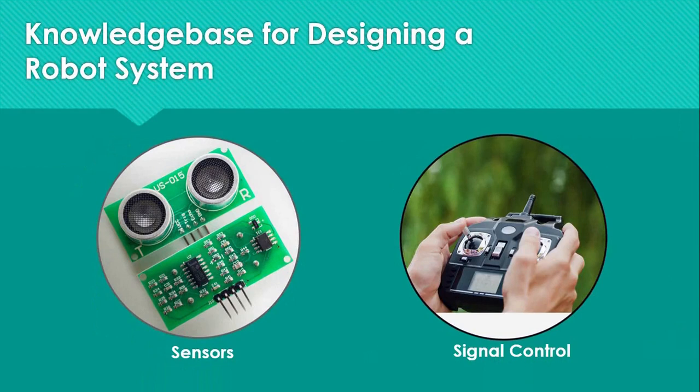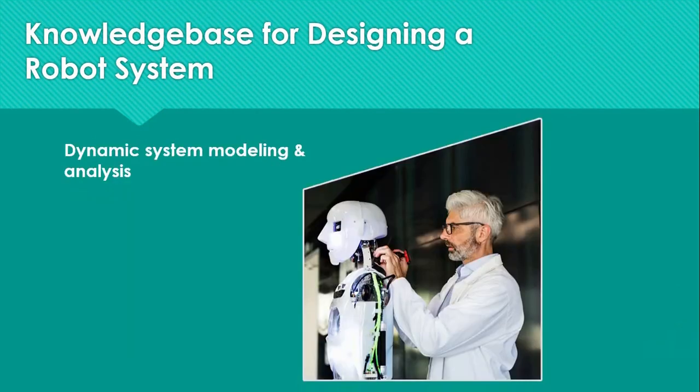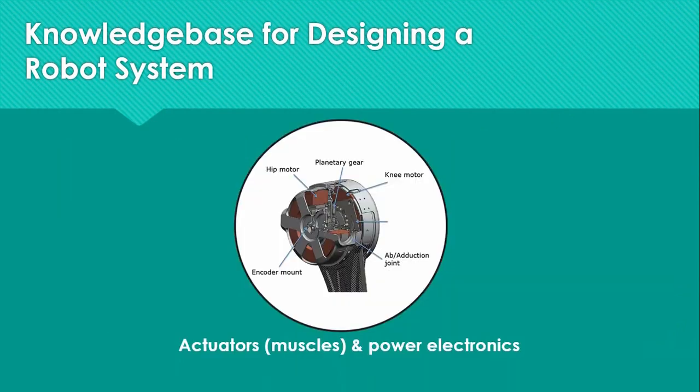Now, the next thing is the knowledge base one requires for designing a robot system. Firstly, there are sensors, which are used to estimate a robot's condition and environment. They send signals through a signal controller to enable appropriate behavior of the robot. Then you need to know dynamic system modeling and analysis, which is the basic element of mechanical design and control of the robot. After this, we have actuators, you can say muscles, and power electronics, which are there to offer mechanisms and to introduce motion in the robot.